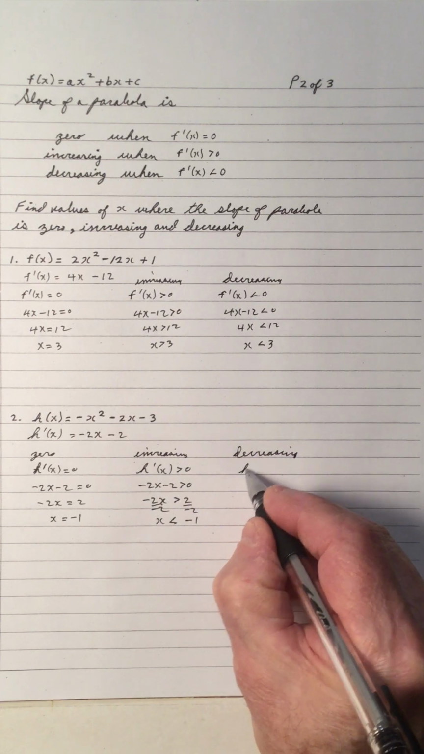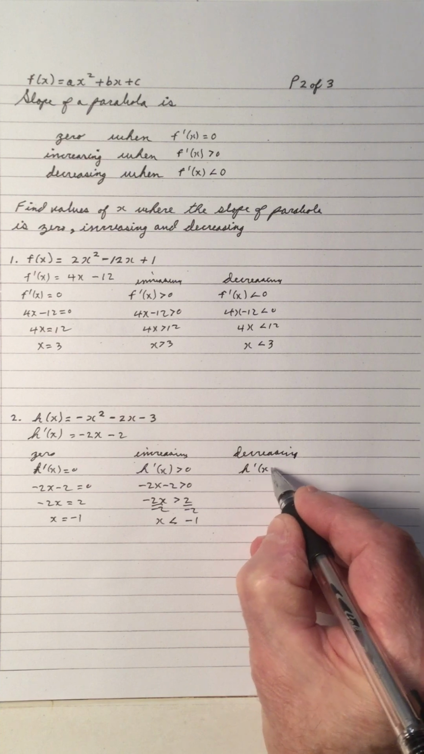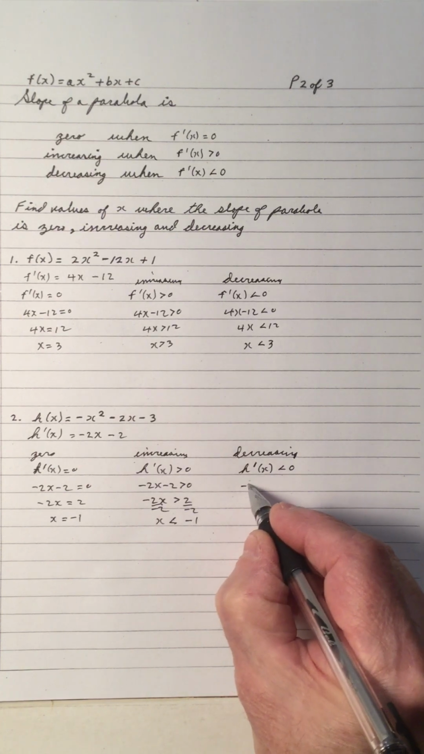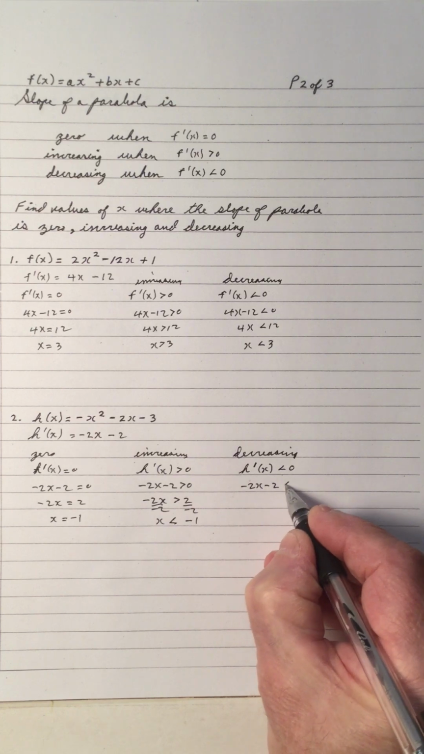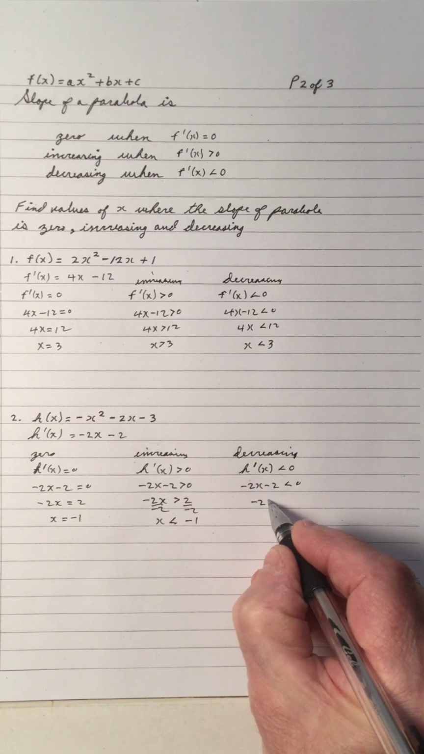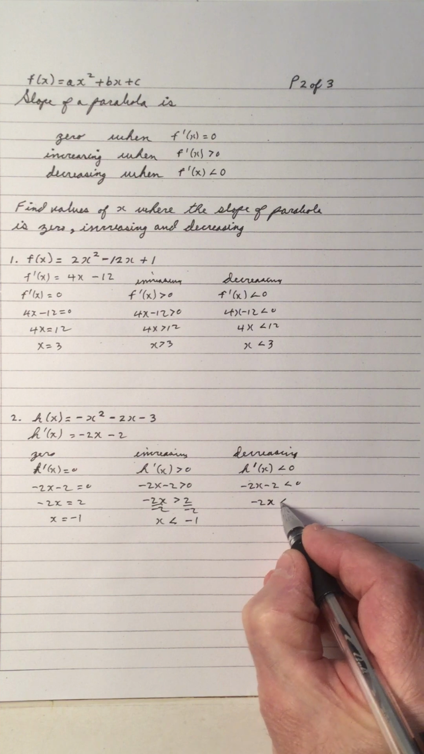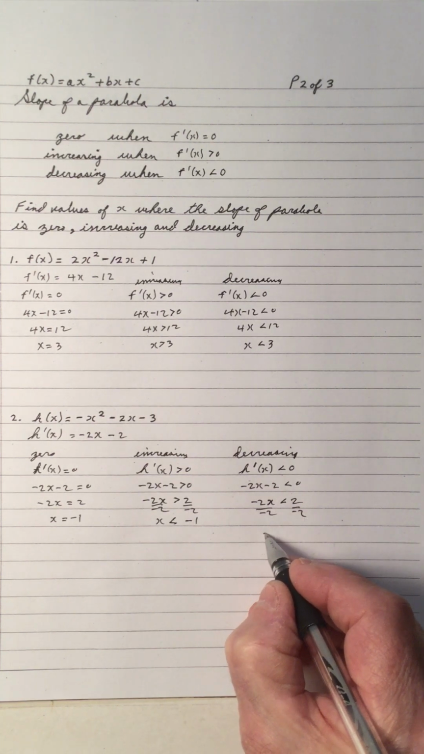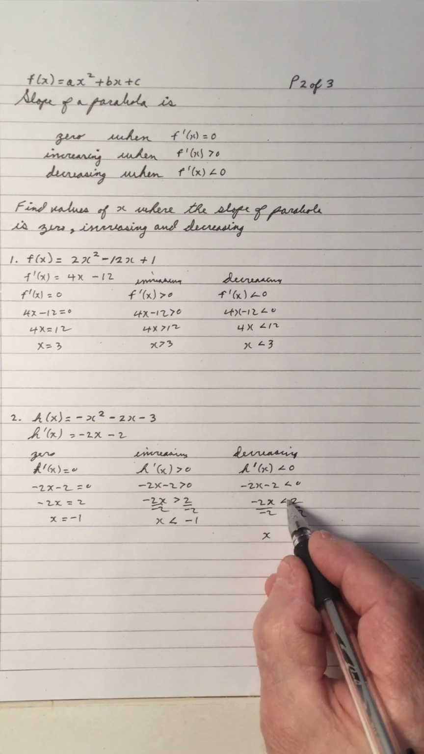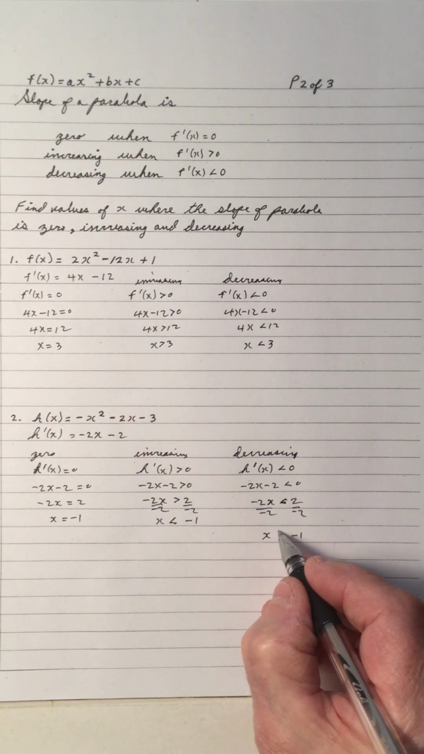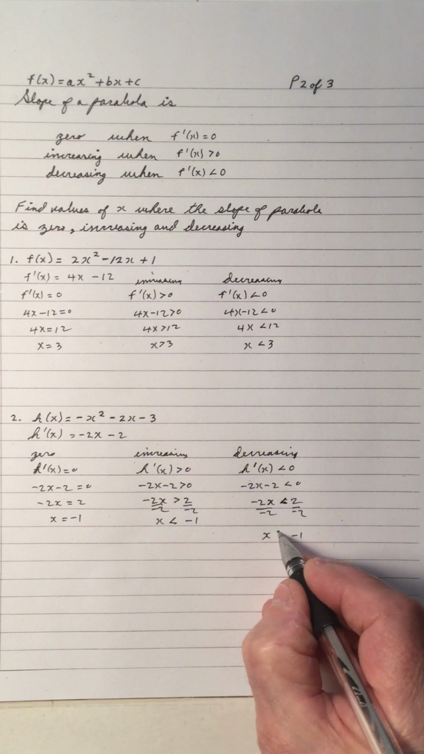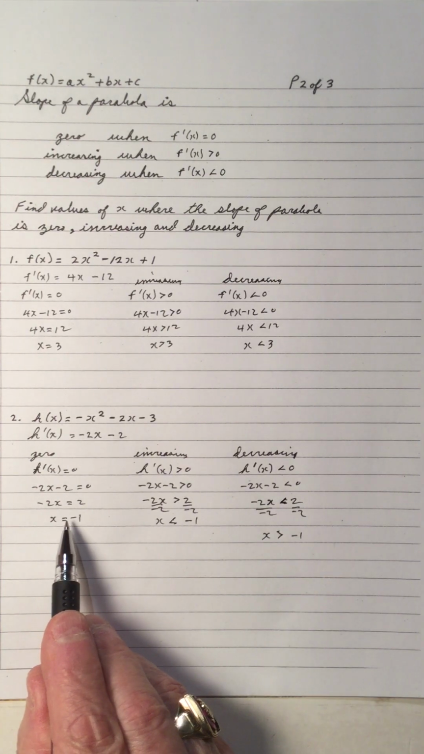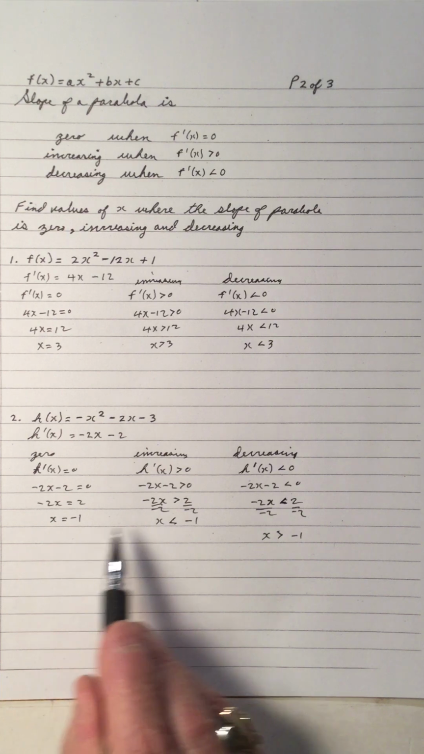But let's work it out. It's decreasing when the derivative h prime x is less than 0. Negative 2x minus 2 is less than 0. Negative 2x less than 2. Divide by negative 2, and we get x, negative 1. And again, dividing by a negative changes the less than to a greater than. So the value of x for which the slope of the tangent is 0 is negative 1.